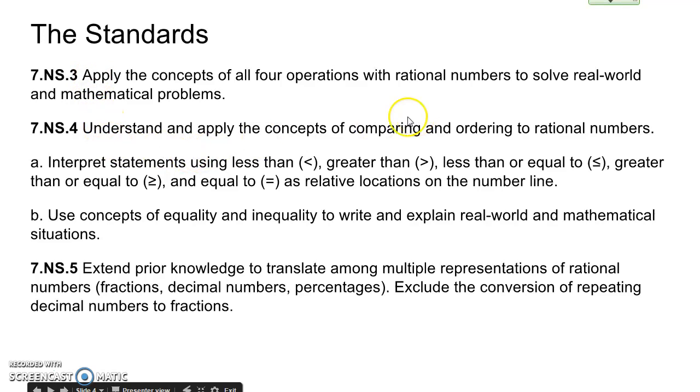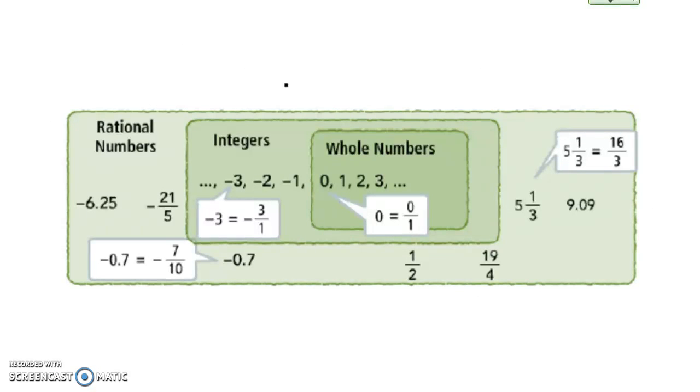You're going to have to be able to compare and order rational numbers using less than or equal to, greater than or equal to, and also put them in order from least to greatest. And then you have to be able to convert between fractions, decimals, and percentages. So that's what we're going to review in this quick little review blast from the past of the number system. Okay? All right, first let's review the difference between whole numbers, integers, and rational numbers.